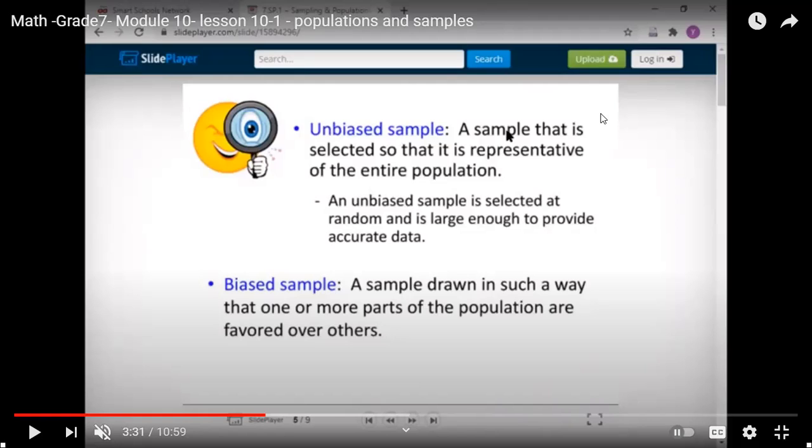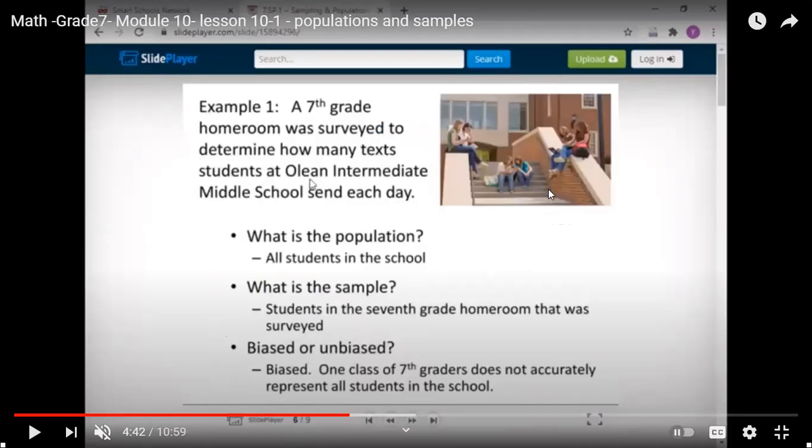Thank you so much. Okay, let me give you another example about biased and random samples. So here in front of us, we have an example. A seventh grade homeroom was surveyed to determine how many texts students at Olin International Intermediate Middle School send each day.